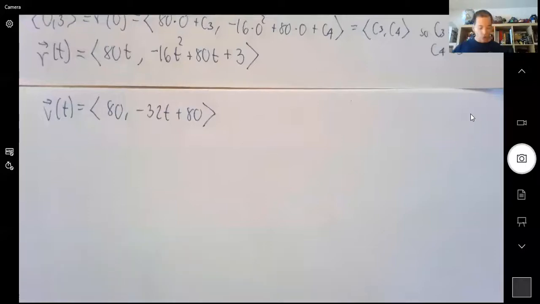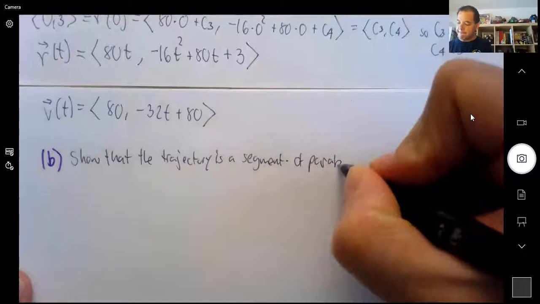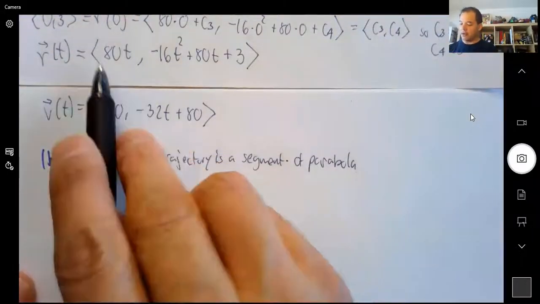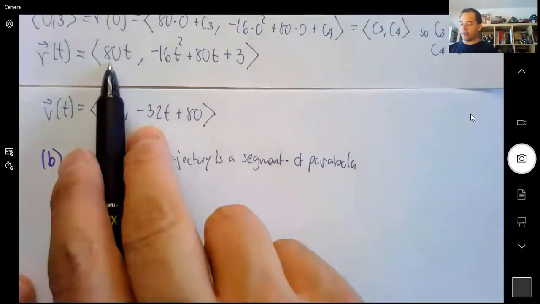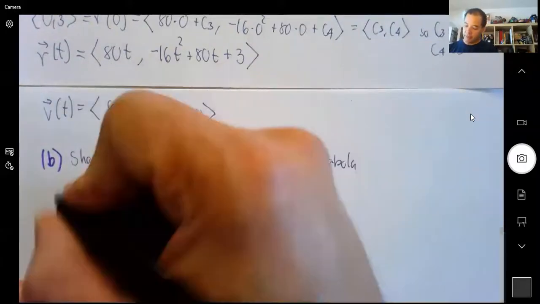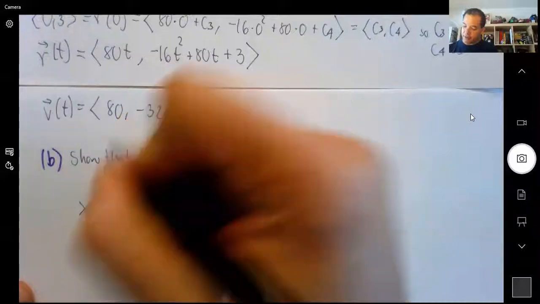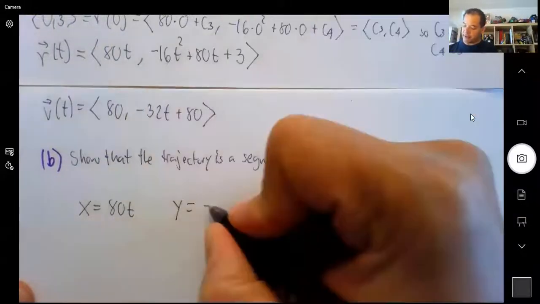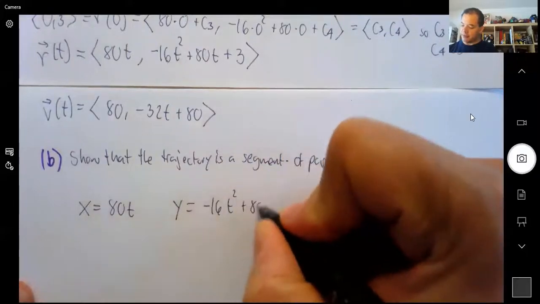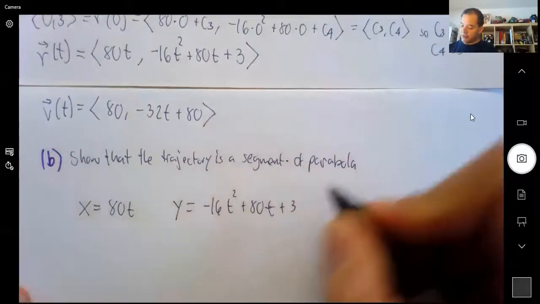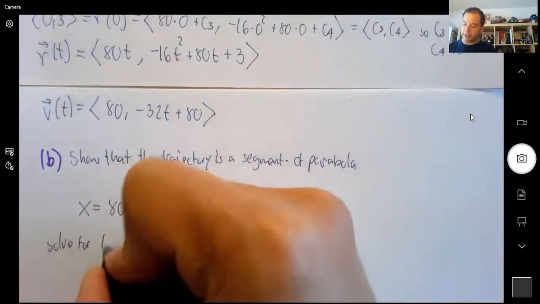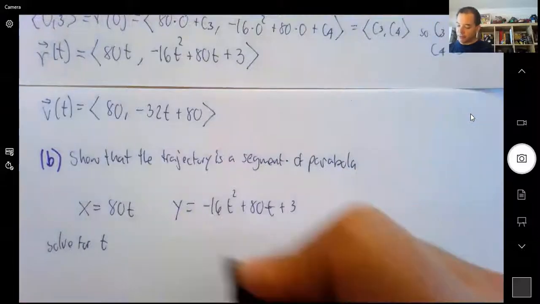First question is, show that the trajectory is a segment of a parabola. Well, that's kind of easy, right? Because see over here, we now have the x component and the y component. So the x component is 80t, and the y component is negative 16t squared plus 80t plus 3. So you can solve for t. It's like eliminating the parameter.